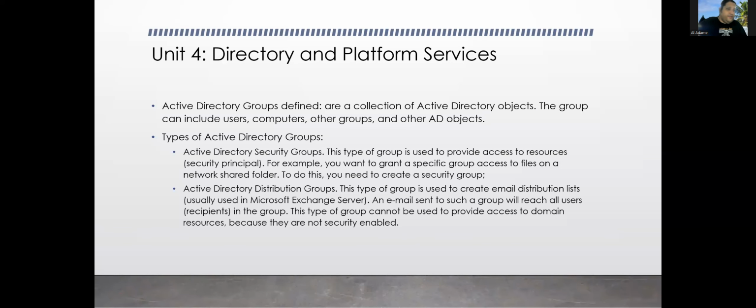I will bold this. I forgot to bold that in the slide, guys. I apologize. So Active Directory groups are a collection of Active Directory objects. This group can include users, computers, other groups, and other AD objects, printers, and what have you, scanners.